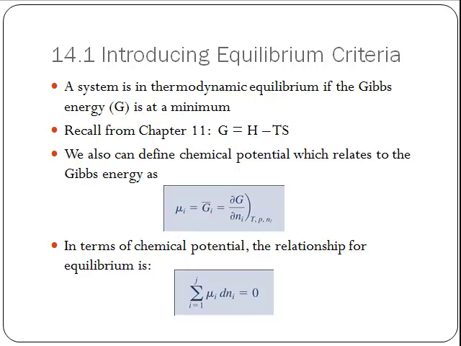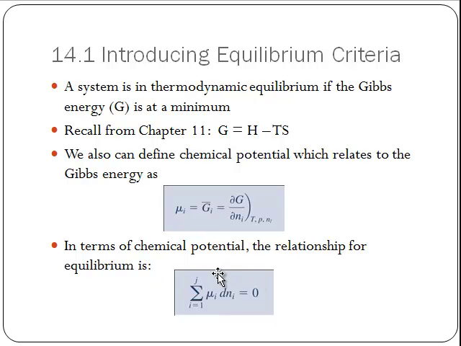We said back in chapter 11 that a system would be at thermodynamic equilibrium if the Gibbs energy was at a minimum, Gibbs energy being H minus Ts. And it was just a combination of other energy and entropy terms, somewhat like H was U plus PV. And the chemical potential was the partial molar Gibbs energy of the species, or the change in the Gibbs energy with the change in the number of moles of species i.